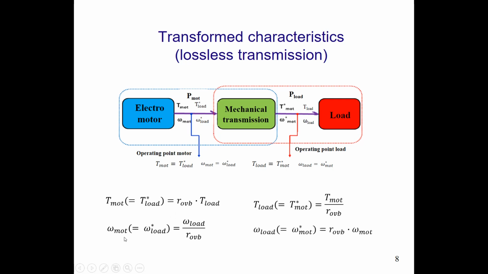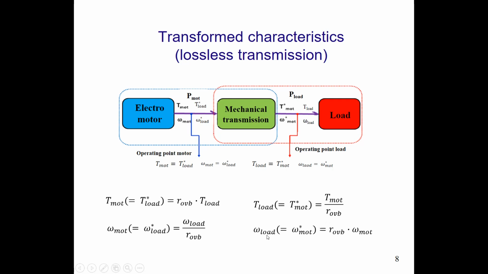And we also see that the motor speed is equal to the load angular speed divided by the transmission ratio. We can also put it the other way around. The load torque is equal to the motor torque divided by the transmission ratio. So we want to have a higher load torque. So the smaller motor torque has to be divided by the transmission ratio, which is smaller than 1 over here. So we get a higher transformed motor torque over here. So the load torque equals the motor torque divided by R over B, the transmission ratio.